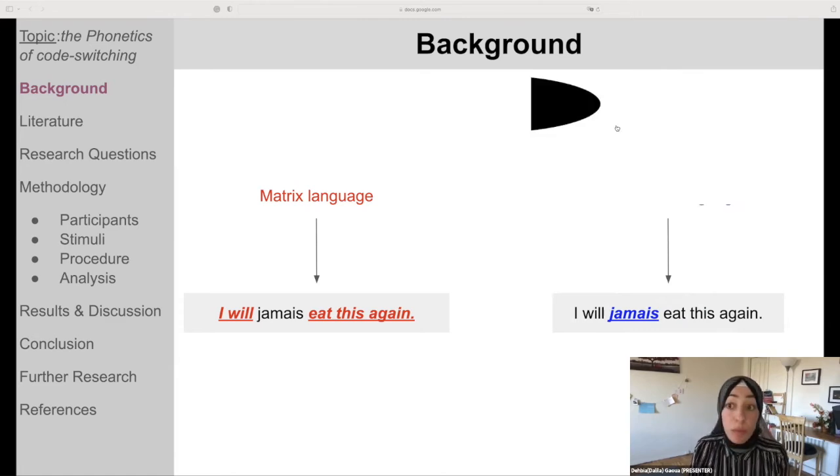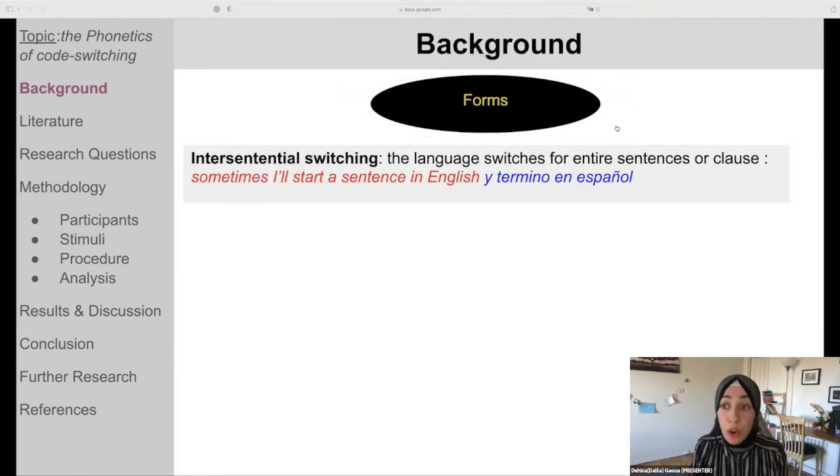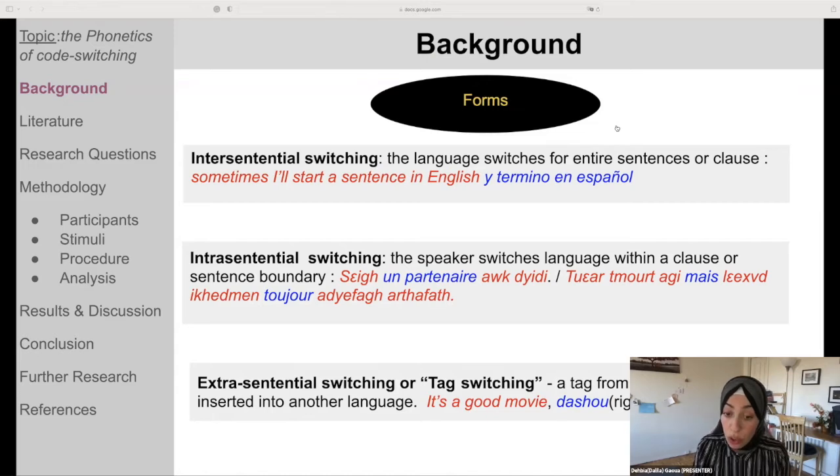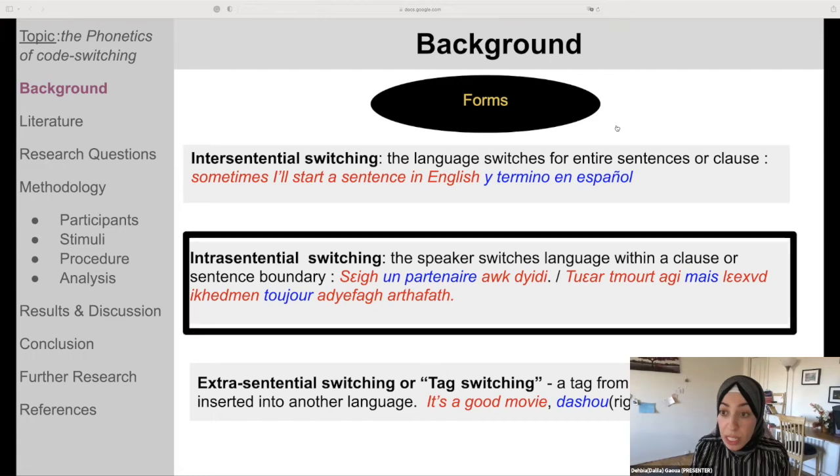There are at least three main forms of code switching. We have intersentential code switching, where the bilingual switches the language for the entire sentence, as shown on the slide. There is also intrasentential code switching, which happens when the speaker switches language within a clause or sentence boundary. And then we have extrasentential switching, also called tag switching, which is adding a tag from a language that is inserted into another language. Of course, this study focuses on the intrasentential form.